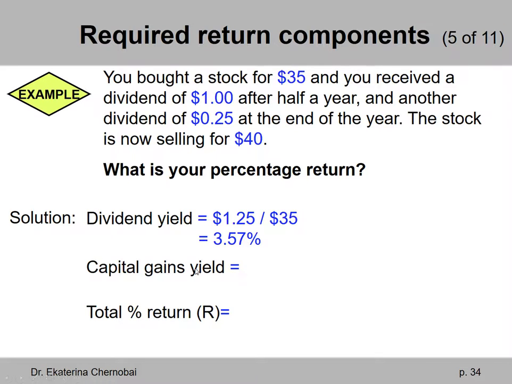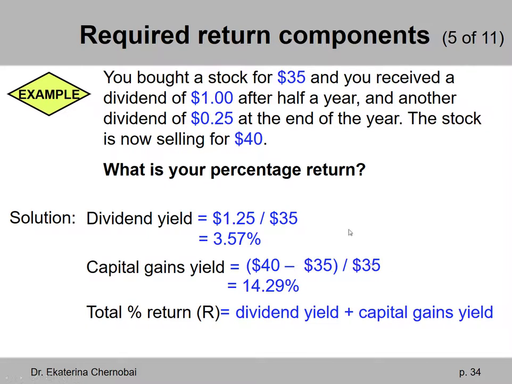Capital gains yield is additional return on your $35 invested into the stock, coming this time from the fact that the price per share may have changed. And the price per share went up by $5, right? The new price is 40, we subtract the old price of 35, get a $5 price difference. And when you take the $5 price difference and divide by the price you paid originally to get the share, which is 35, you get 14.29%. That's the capital gains yield.